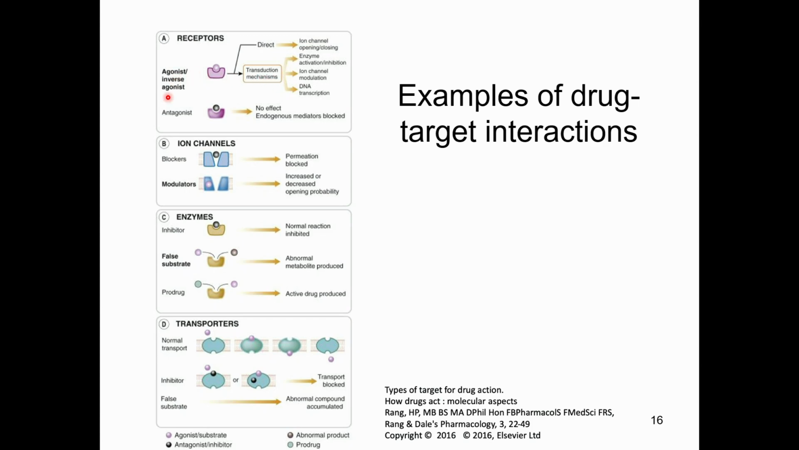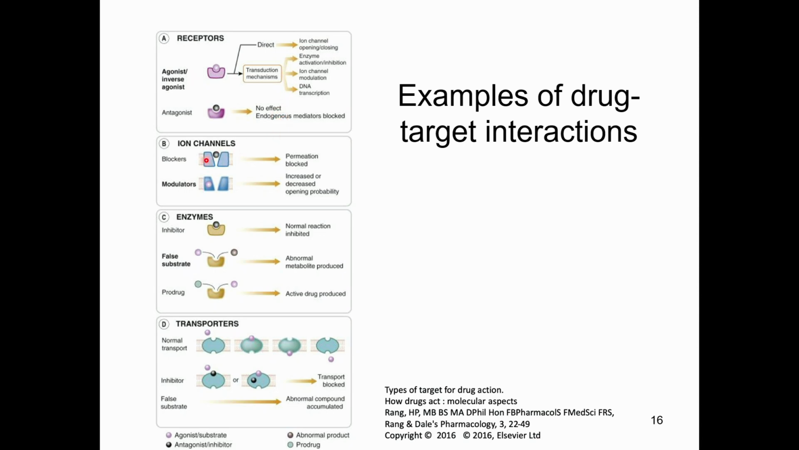So, an agonist is something that activates a receptor, and it binds to a receptor, and then it does something. Things like it opens and closes ion channels. That receptor might cause an enzyme to become active. It might modulate an ion channel. It could cause DNA transcription, like if that's a nuclear receptor, for instance. An antagonist would block that receptor, and you would have no effect. So all those pathways would be prevented from happening. And sometimes that's very beneficial to prevent the body from doing things.